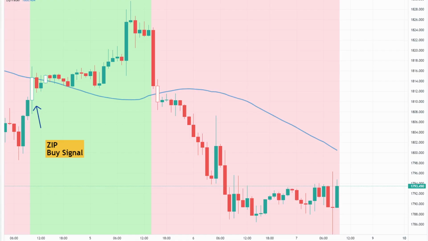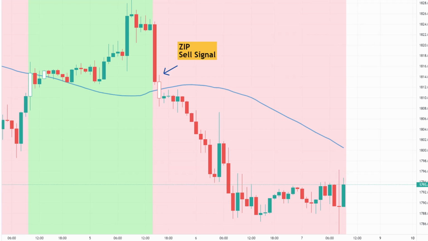There are three types of gold setups that I look for. The first is the classic ZIP strategy. White candle forming on the break above the indicator line like this, or a white candle forming below the indicator line like this chart here.